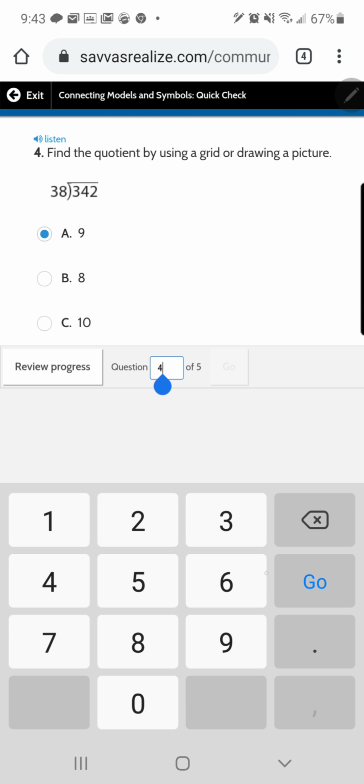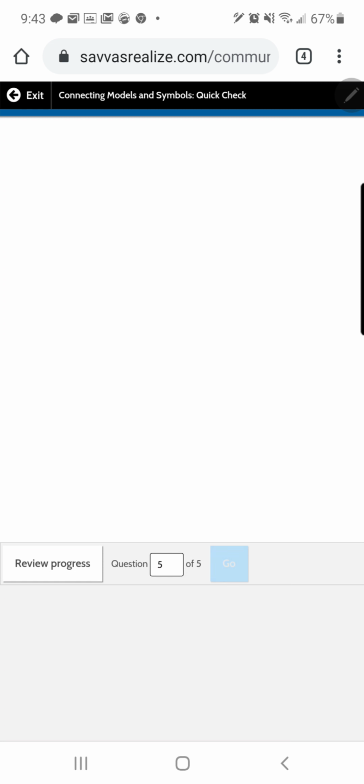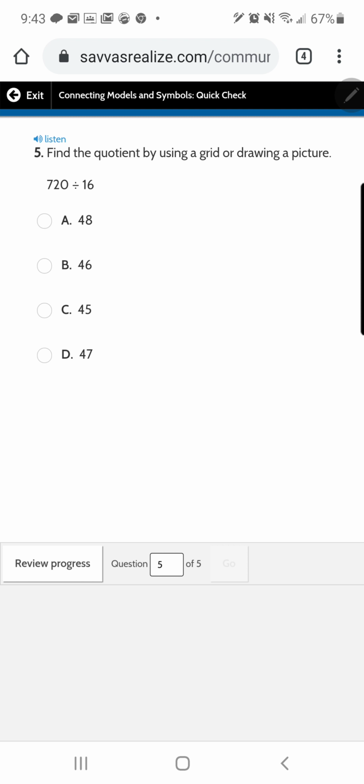I'm going to go to number 5. And then it says, find the quotient by using a grid or drawing a picture. Again, we just solve it. A 3-digit dividend divided by a 2-digit divisor. Right? And then we've got, let's see. So we're going to divide by 2 digits at a time.